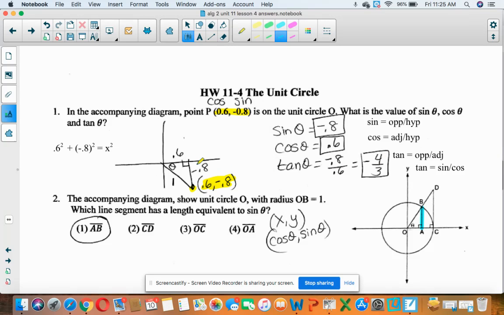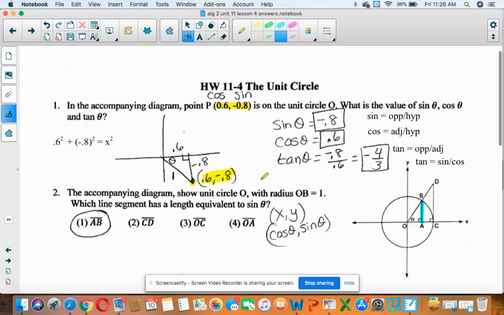Another way to do this is using the Pythagorean theorem. I just wanted to show you how it would look on a graph of (0.6, -0.8), and there is that point. The way that's set up right here, if I want the tangent of theta, tangent is opposite over adjacent. So there's that -0.8 over 0.6 again. So that's another way to find that tangent.